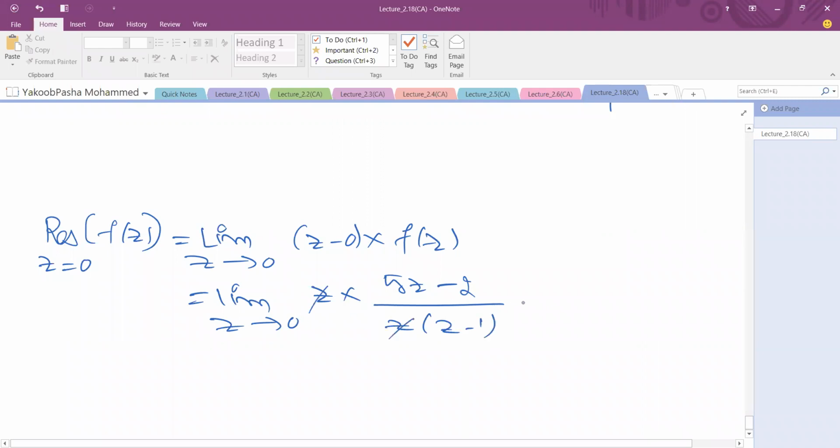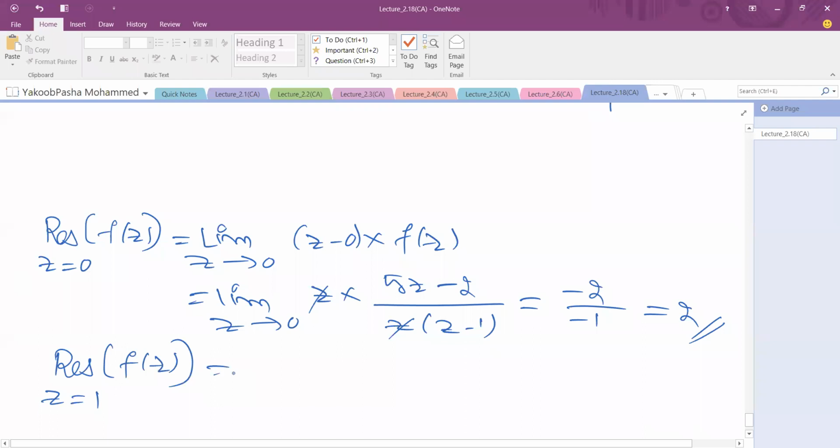So here z will be cancelled. Now apply z equal to 0 here. So minus 2 divided by minus 1 is 2. Okay, now unchanged.